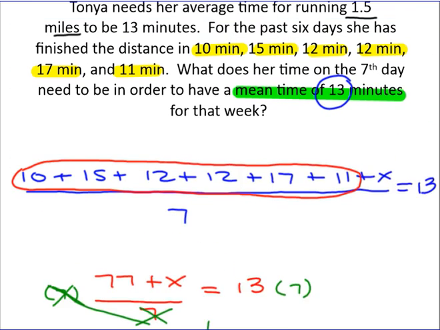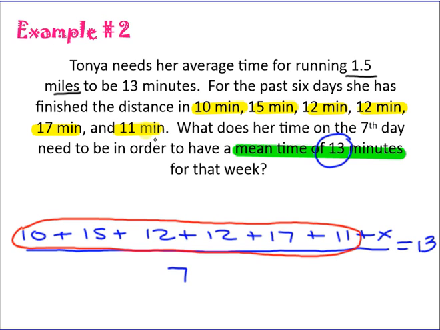Now, go back and check your work. So, re-add all of these together, but add in 14 and find the mean, and divide by the total number of days, which is 7. So do 10 plus 15 plus 12 plus 12 plus 17 plus 11 plus 14. That's going to give you 91 divided by 7, and that should give you 13. Perfect.